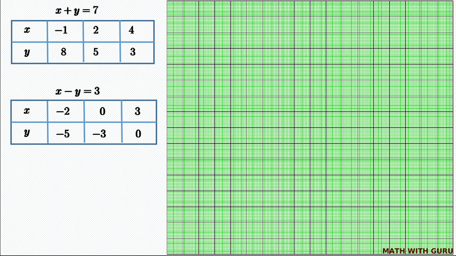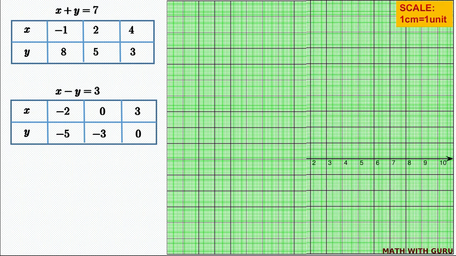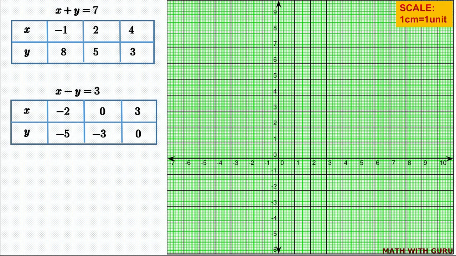Here is the graph sheet, and let us choose this scale. Let 1 centimeter equal 1 unit. Let us draw the two axes. Let us name them as before. Now mark the points. Minus 1, 8. X coordinate is minus 1. Y coordinate is 8. Here it is. Here is the point.